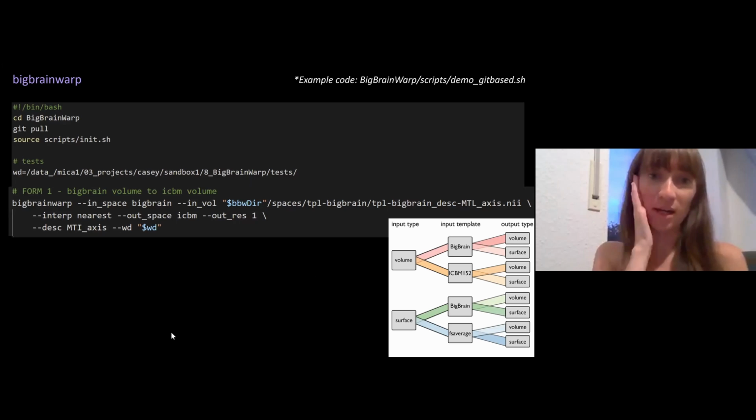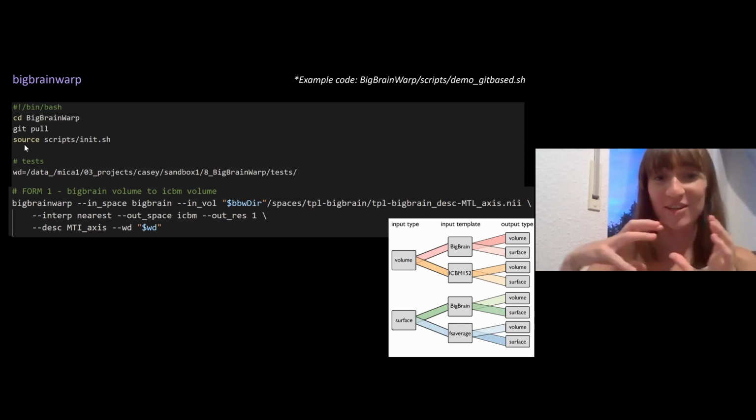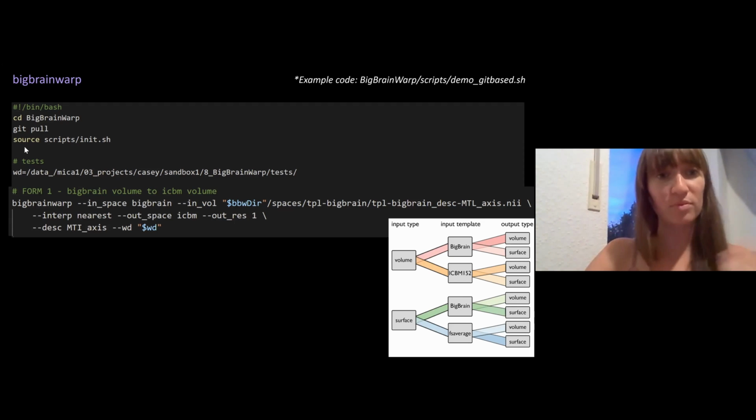Okay, so how does this run? They say once you install it, every time I start running BigBrain Warp, I just run these 3 lines of code. I move into my GitHub repository. I pull it to make sure I'm up to date. And then I just source this initialization script, which makes sure that everything is there and sets up the environment a little bit. Then I define my working directory and I run BigBrain Warp.